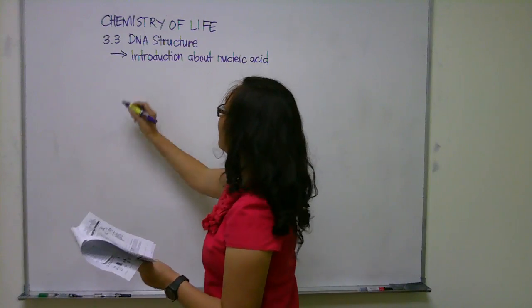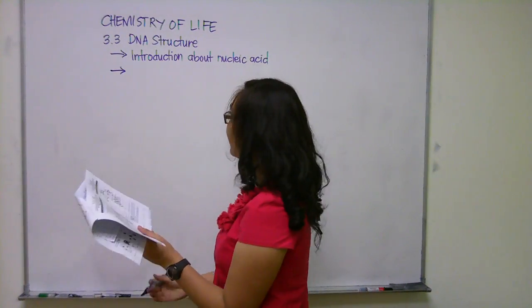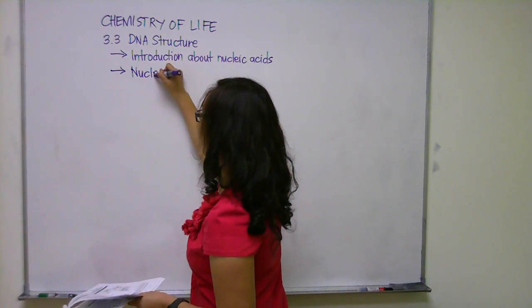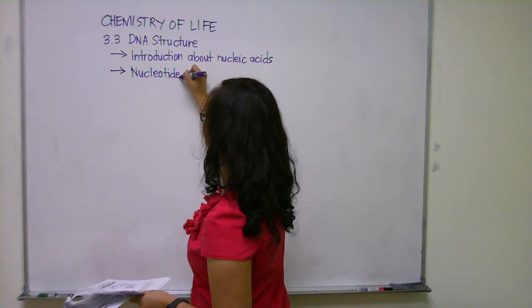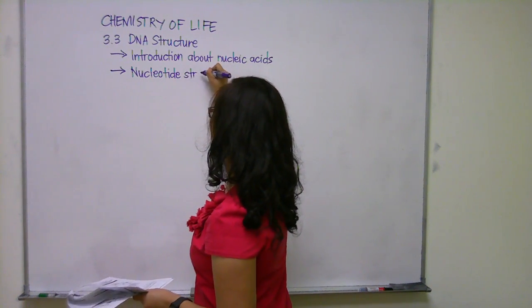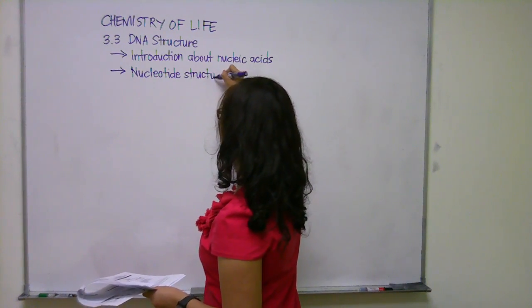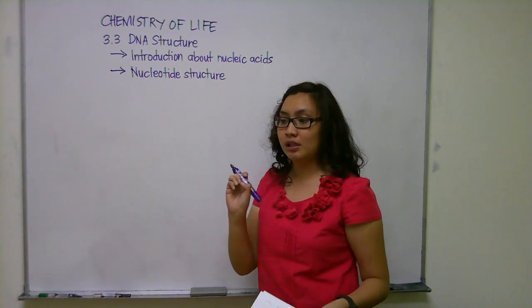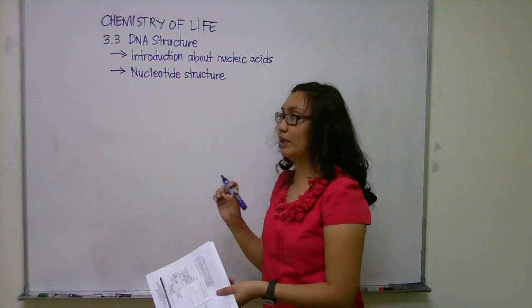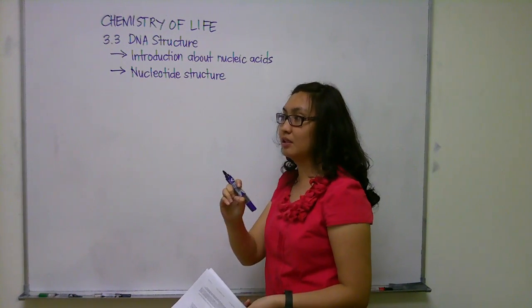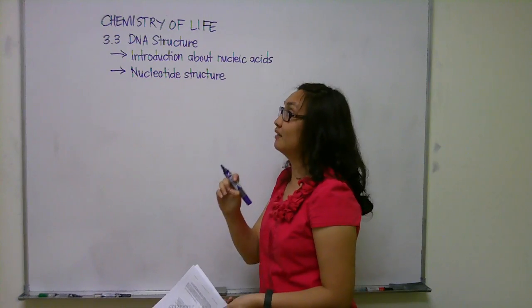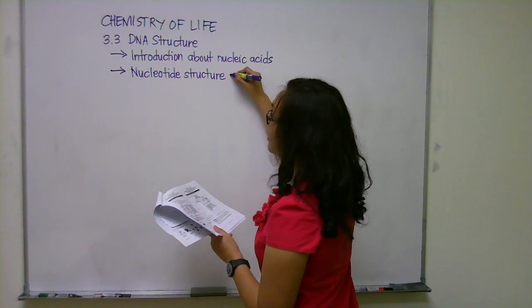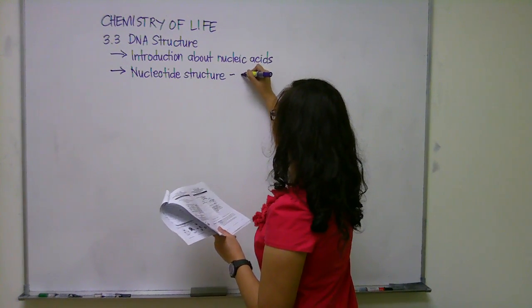Okay, so right after the introduction about nucleic acids, we can continue with the nucleotide structure. The nucleotide is the building block of nucleic acid. By knowing the most fundamental part of what a nucleic acid is, we can build the DNA structure from there. Under the nucleotide structure, we have to include the components.